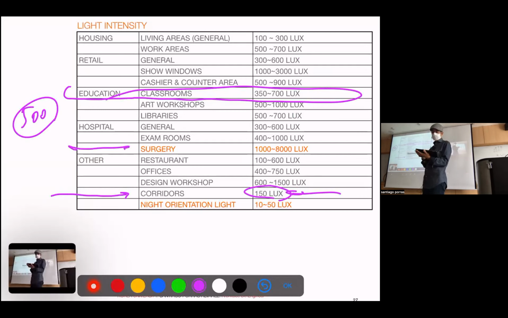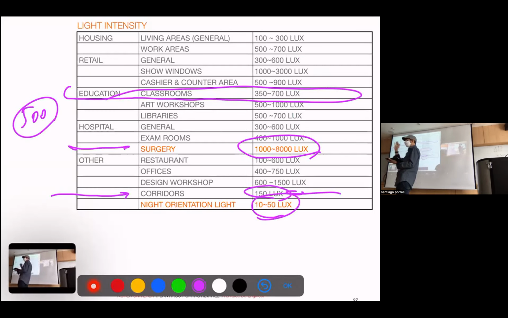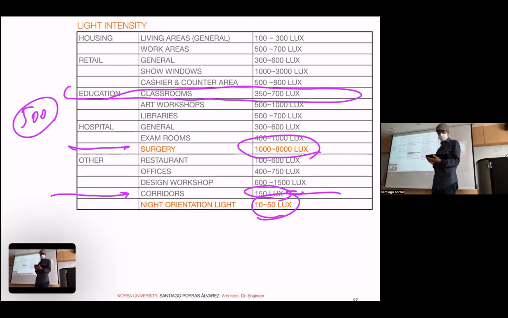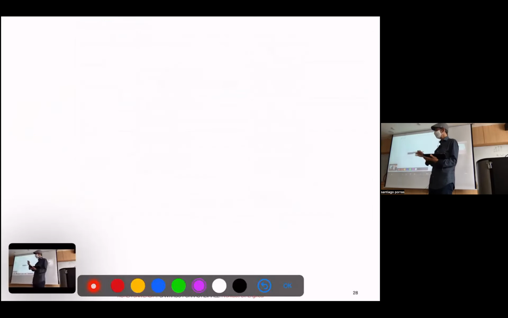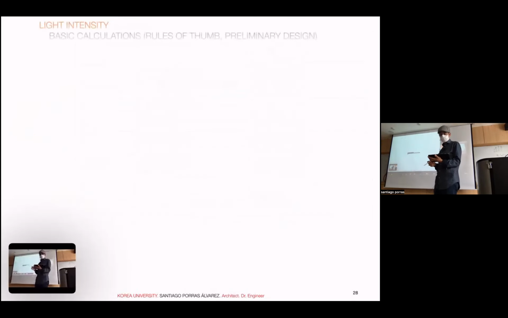In surgery rooms, you may have almost daylight, right? Minimum is 1000. And at the street, that's the night orientation. You won't see details, but you will find a path. We aim at least 10 lux, right? Of course, we have standards and they depend on the countries and the cities.